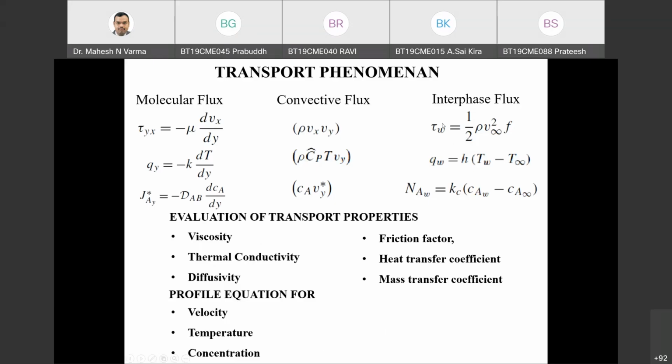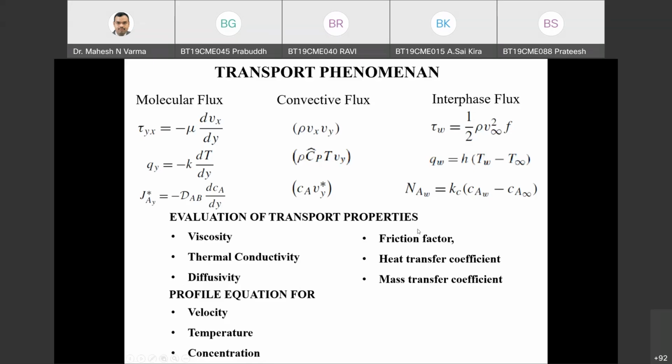So now already we have established the relation between these three areas: momentum transfer, heat transfer, mass transfer. So now these three areas combined together are transport phenomena. So that work is done. Now hereafter, in the remaining part of transport phenomena, 10% will concentrate on estimation of viscosity, estimation of thermal conductivity, and estimation of diffusivity.